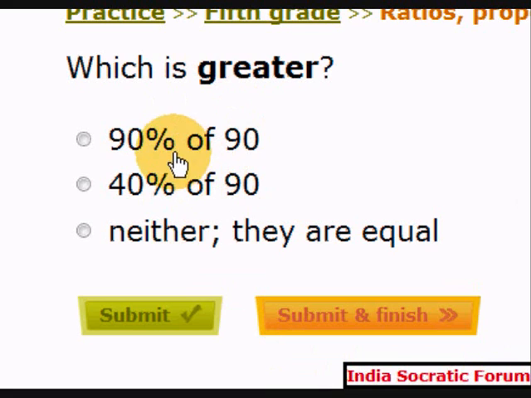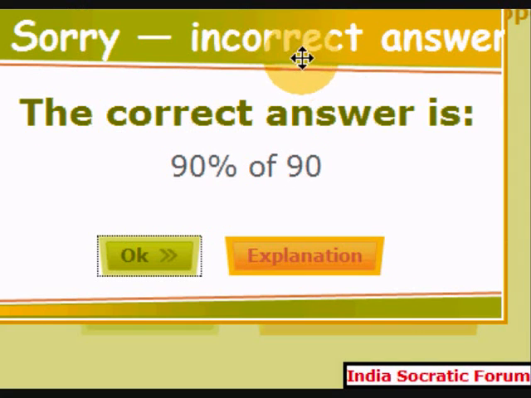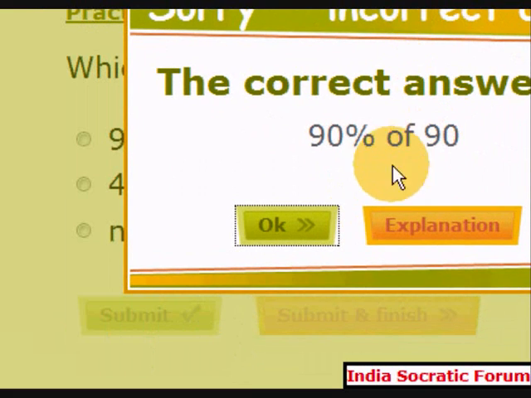Is greater, 90% of 90, 40% of 90, or neither? They are both equal. Which is the right answer? Pause the video, do the sum. The correct answer is 90% of 90 is greater. You know why?